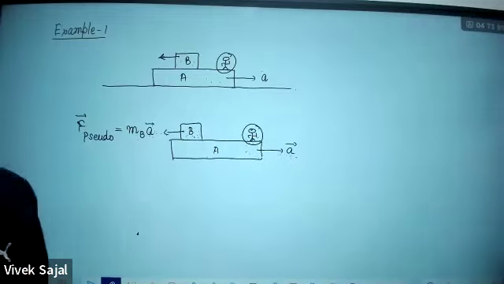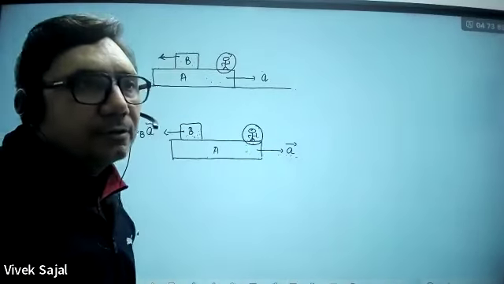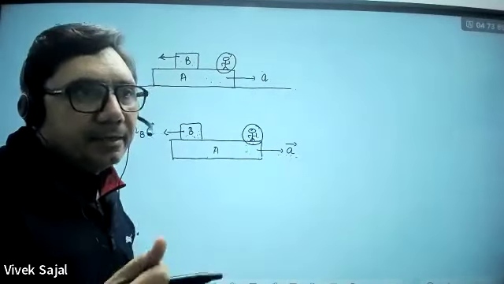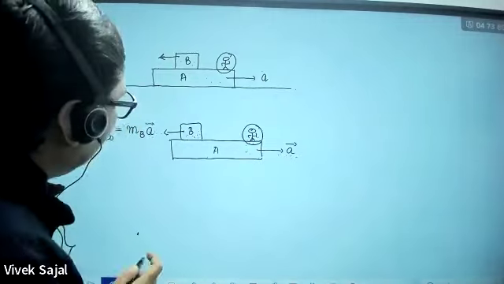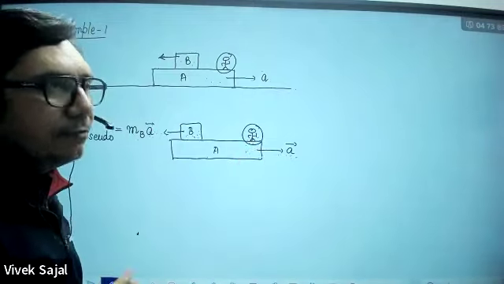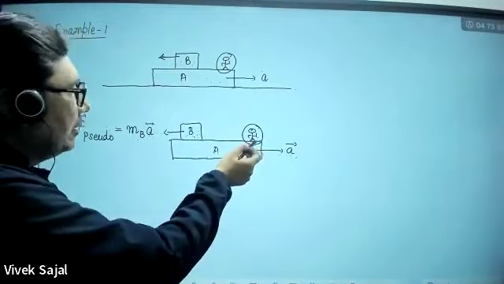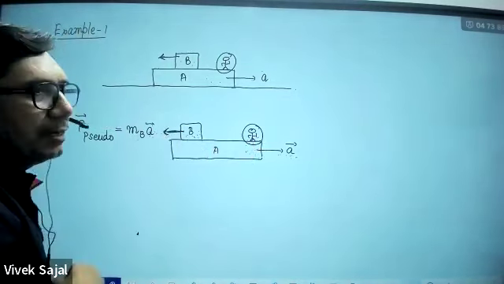This is not a real force. Remember this. Pseudo force is not a real force. It is appearing. It is an apparent force. Why is it apparent? Because my observer is standing on the accelerated frame. So it is appearing for this person that this block is having an acceleration in the opposite direction.